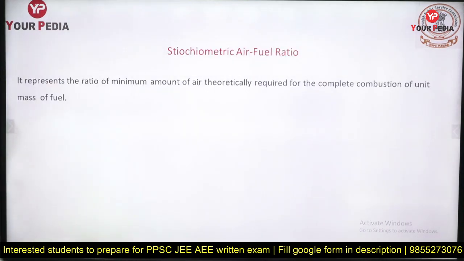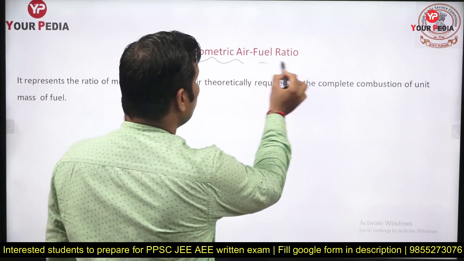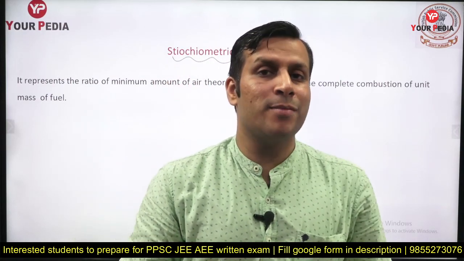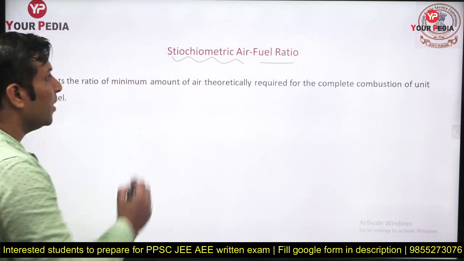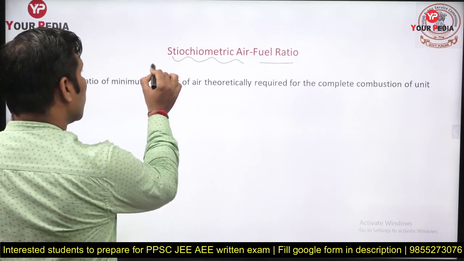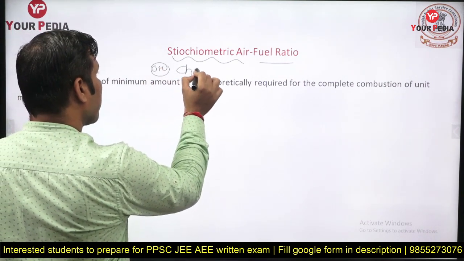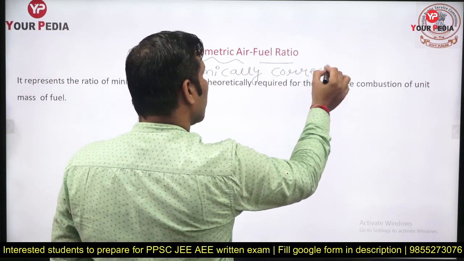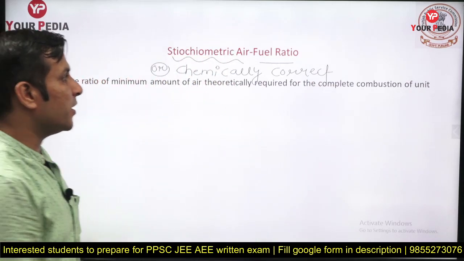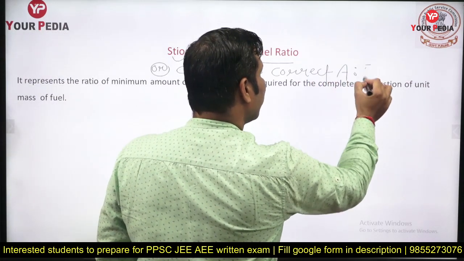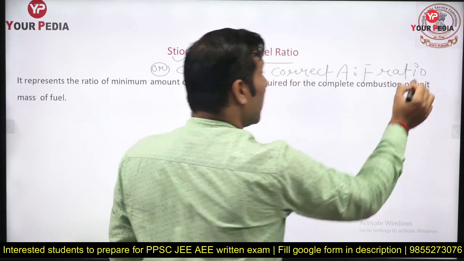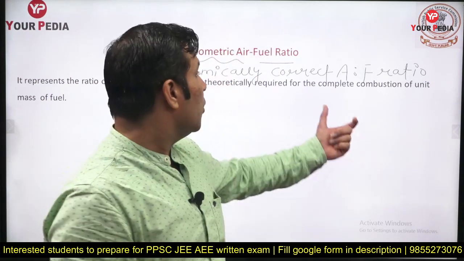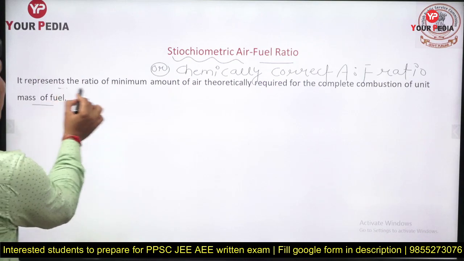So guys, before that, let us first talk about the stoichiometric air fuel ratio, because to know why carbon monoxide is producing, why NOx is producing, why we are getting the unburnt hydrocarbon, you need to have some basic idea about this term, which is known as stoichiometric, or chemically correct air fuel ratio. So guys, the minimum air theoretically required for the complete combustion of unit mass of a substance, that represents the air fuel ratio.